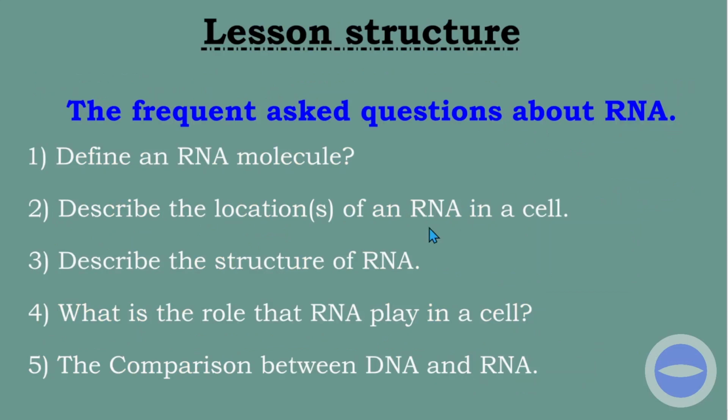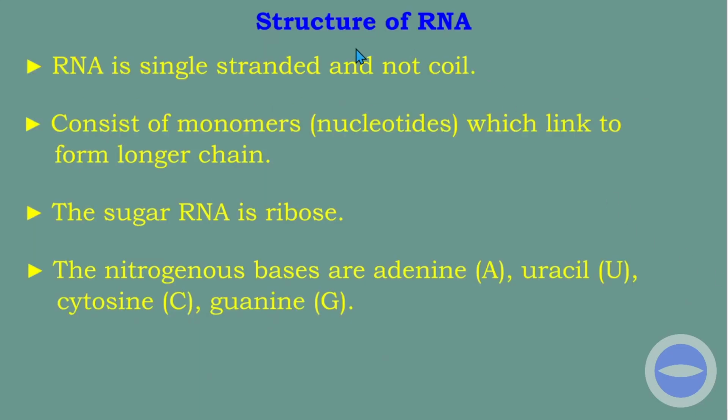Let's go. Describe the structure of an RNA. Here is the structure. RNA is single-stranded, not a coil. We know that it is a single strand, and it consists of monomers. The monomers are called nucleotides, which link to form a longer chain. I've said that a nucleotide is like a brick and RNA is like a house. We use bricks to build a house.